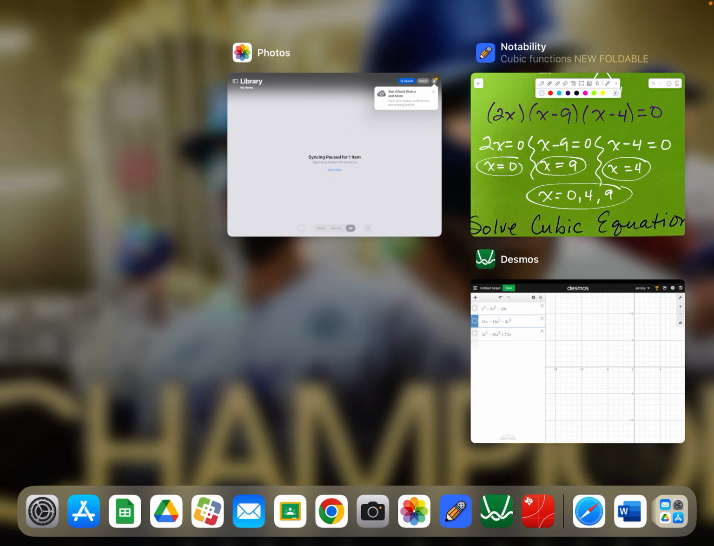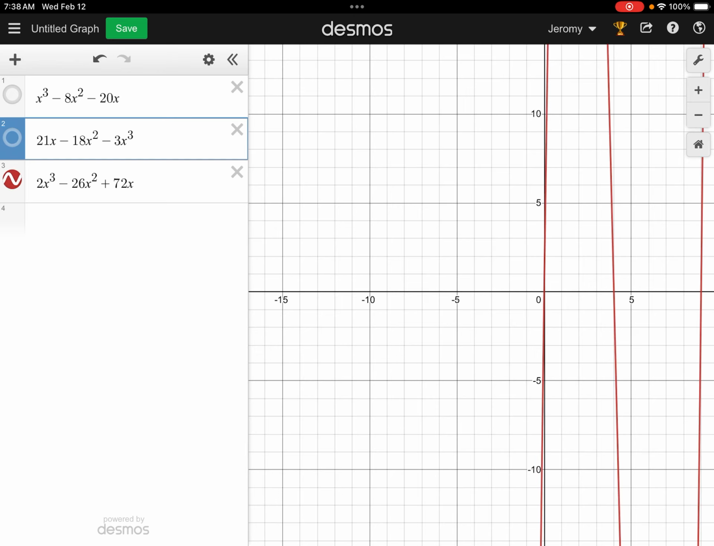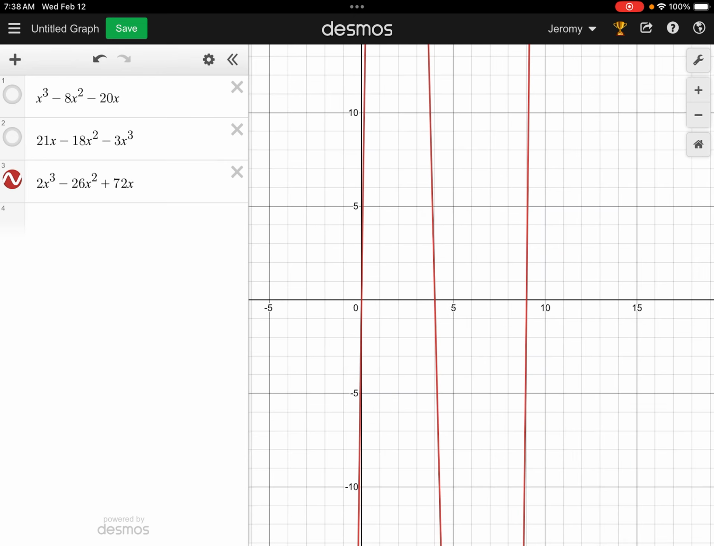Let's see if that shows up when we graph this here. So this is my third equation. So we have x equals 0, the x value of the coordinate is 4, and the x value of the coordinate is 9. So there you have it. That's how you solve cubic equations.